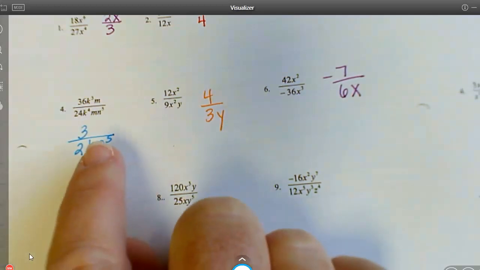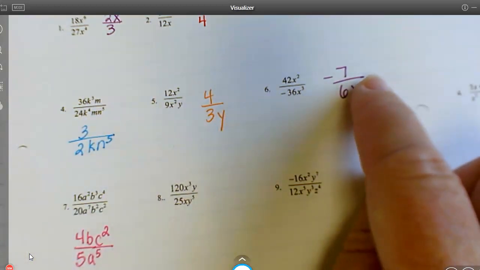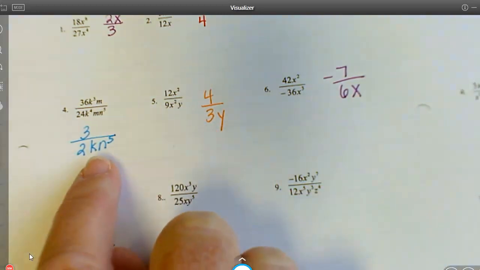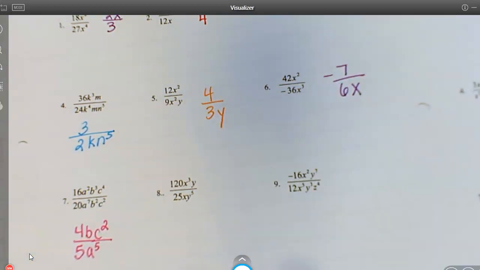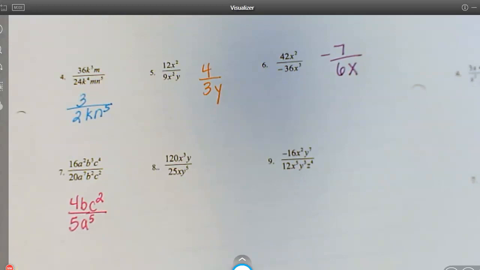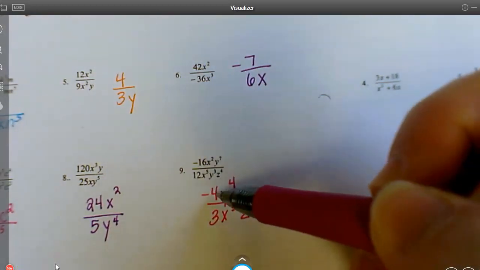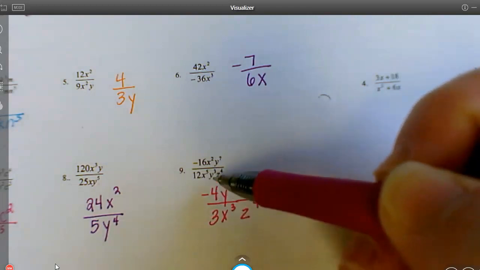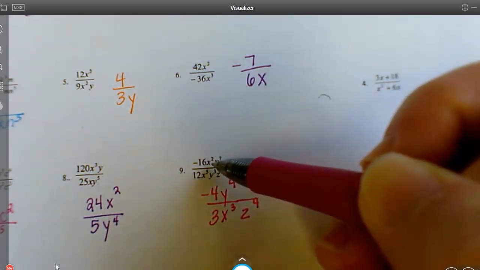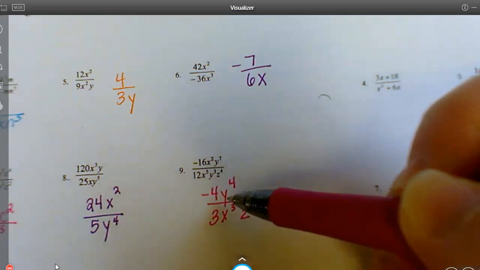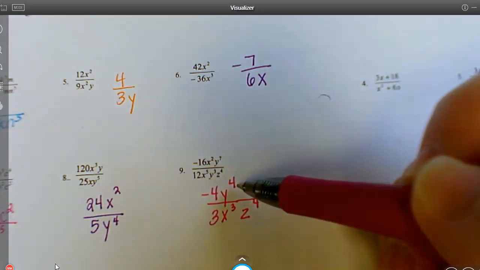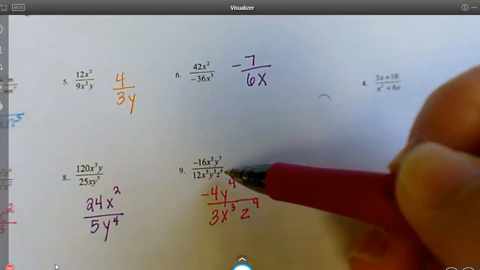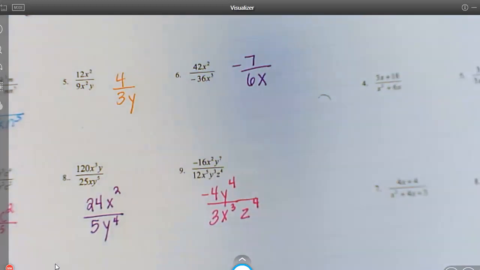If there's no numbers left on the top, you just leave the numbers there, bring those x's or y's or whatever to the bottom, and then you can leave it. And it doesn't matter about the negative, whether you have it on the top or the bottom. So 16 over 12 does reduce to 4 over 3. You've got your x's. There's 2 on top, 5 on the bottom, so there's 3 left over on the bottom. Your y's, there's 4 left over on the top. And then there's z's. There's no z's on the top, so you just leave the z on the bottom, and that's it.